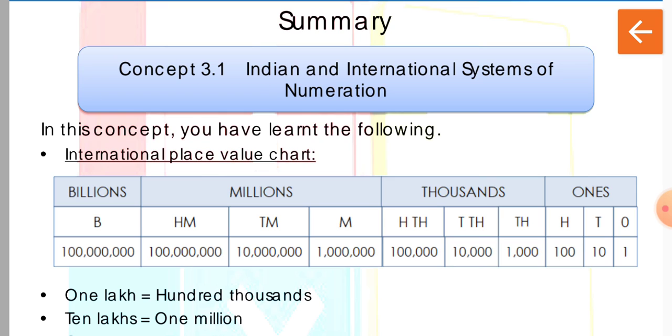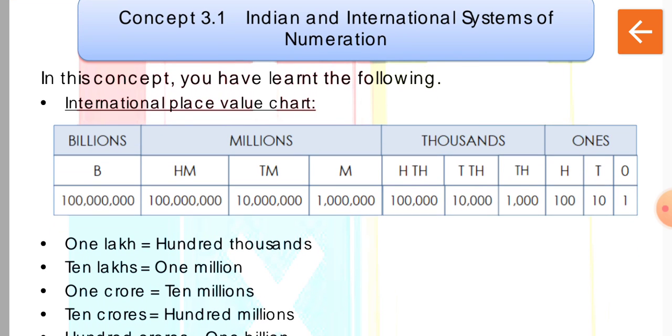So here 1,000, 10,000 and 100,000: these three come under the thousands period. Then million, 10 million and 100 million: these three come under the millions period. Then the next one is billion.